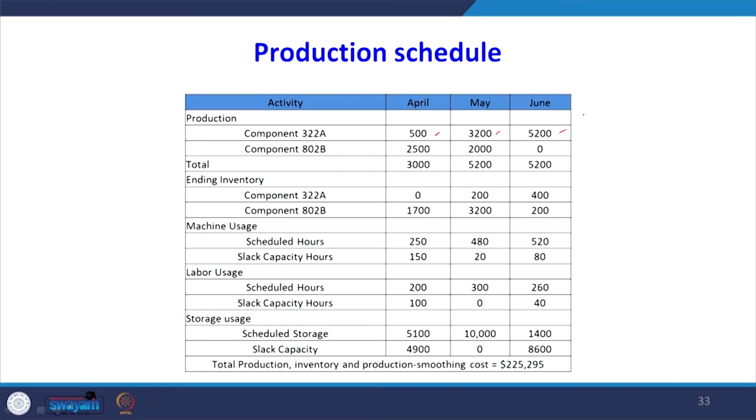The most important thing is that when you are providing the output, you should give it in such a way that the manager is able to easily understand. Instead of simply showing the Excel, you have to bring it in a form so that the manager can easily interpret. That is more important. So the total cost for this production schedule is 2,25,295, otherwise you can say $225,295.